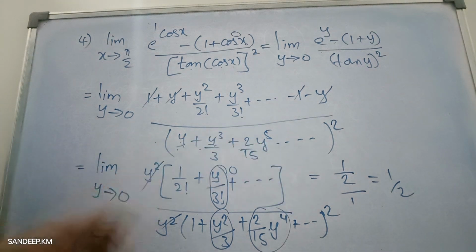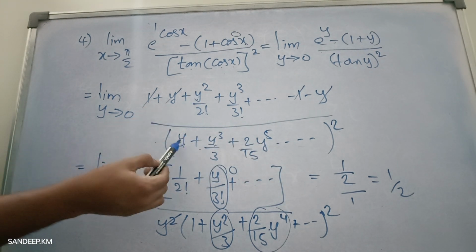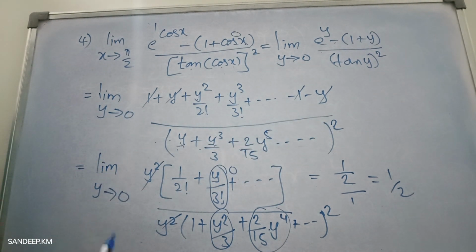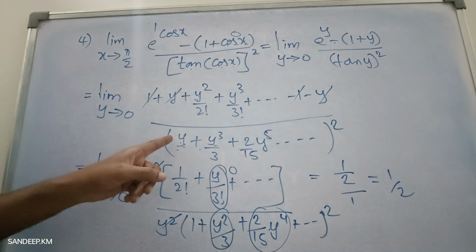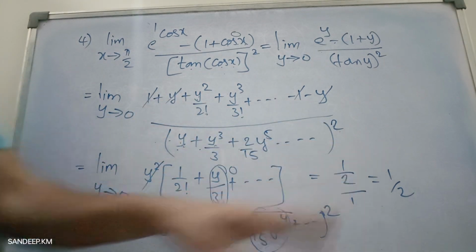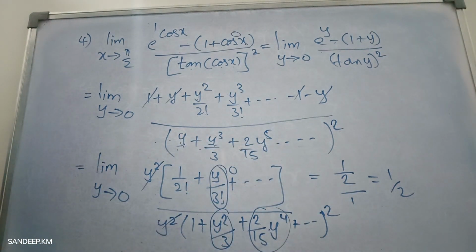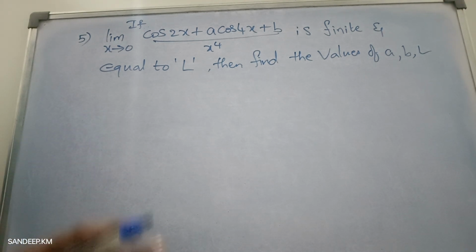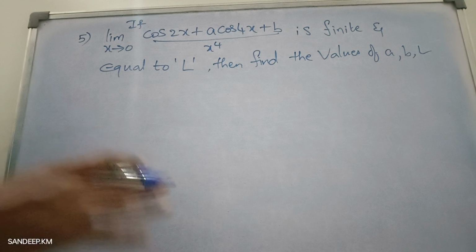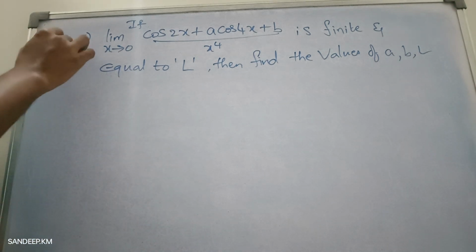And what is the answer directly? Y square coefficient divided by y square coefficient. Y square coefficient 1 by 2 divided by y square coefficient 1. So 1 by 2 by 1, 1 by 2. Directly you can write that step if you understand this. Okay, we'll go with next question. Very, very important model. These kind of questions we have to find as many as possible, and we have to practice these kind of models.